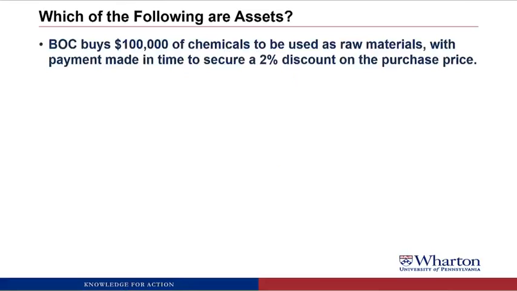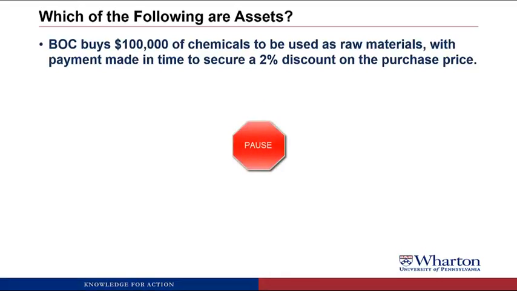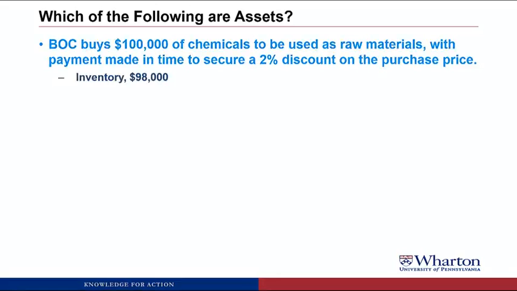BOC buys $100,000 of chemicals to be used as raw materials, with payment made in time to secure a 2% discount on the purchase price. This will be an asset because we acquired the chemicals in a market transaction. We will call this asset inventory. Inventory is the term that we use for any product that we intend to sell at a higher price. And because these chemicals are raw materials to a product we make, it'll be part of inventory. The value of the future benefits are also known here because it's what we paid in the market transaction. But it's not the $100,000, it's the $98,000 that we actually paid that we use for the value of the asset.